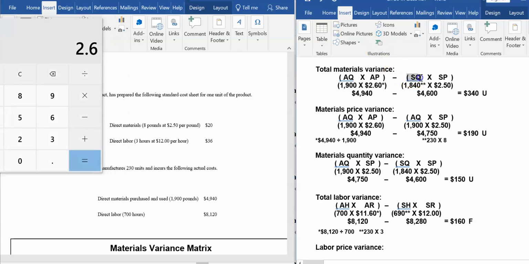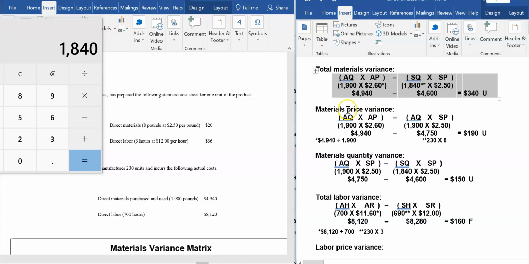Our standard quantity is 8 pounds for 230 units. Total standard quantity is 1,840 pounds that should have been used to produce that amount of product at a standard price of $2.50 per pound. Total materials variance, $340. It is unfavorable because our actual cost exceeded what the budget says they should have.